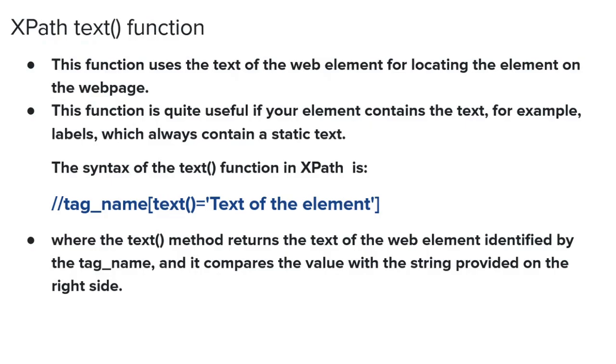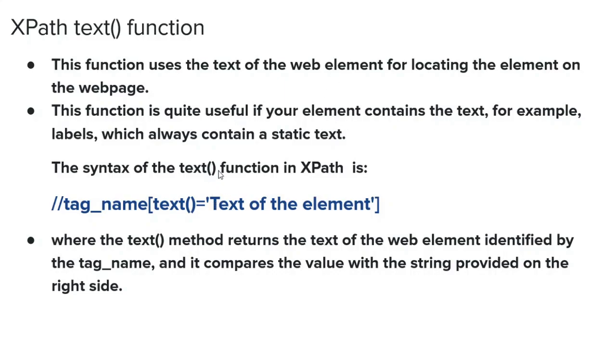The text function uses the text of the web element for locating the element on the web page. If specific text is present on the web page, we can use that text to locate the web element. This function is quite useful if your element contains text, for example labels, which always contain static text.